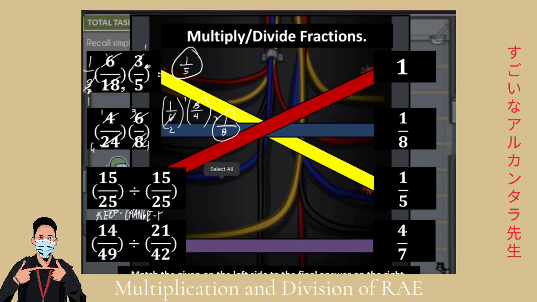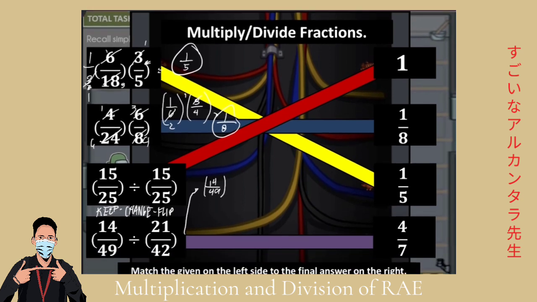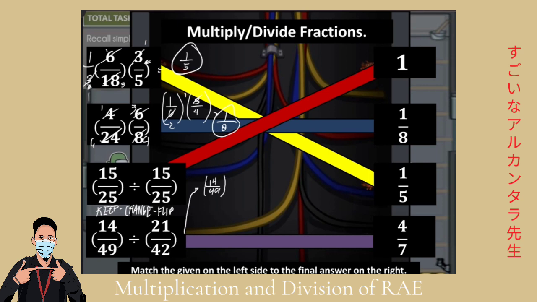So what do we mean by this when we're dividing fractions? We keep the dividend as it is, or the first one as it is, 14 over 49, and then we change what? Not ourselves, but the operation. So instead of division, it will now be multiplication. And what do we mean by flip? Basically, we get the reciprocal of the divisor. To get the reciprocal of the divisor, you make the denominator the numerator and the numerator the denominator.